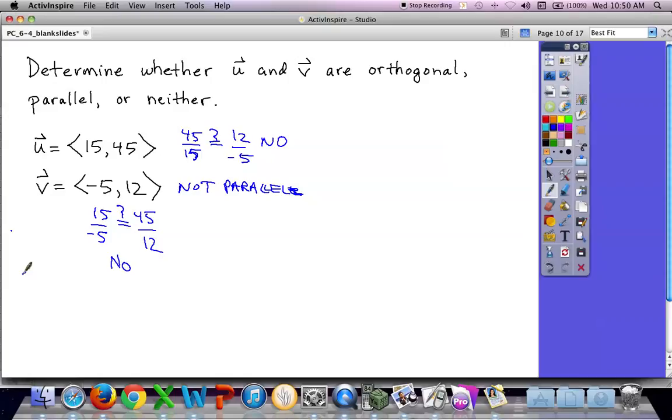Okay, now what's the check for whether or not they're orthogonal? Do the dot product, right? So we'll do 15 times negative 5 plus 45 times 12. What is that? It's not 0, basically, is it? And that's the only thing that matters. What is it? 465, right? Which is not equal to 0, so we say not orthogonal.